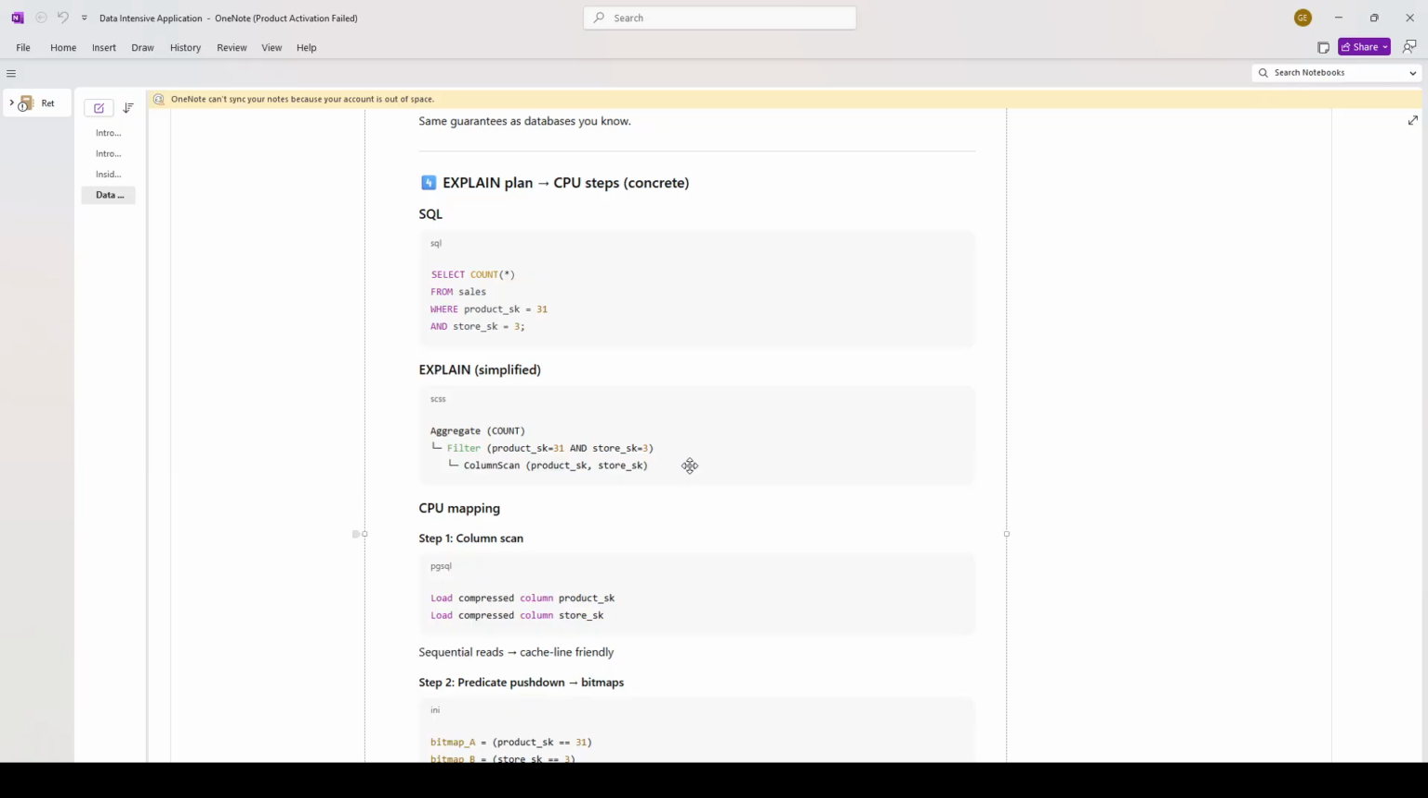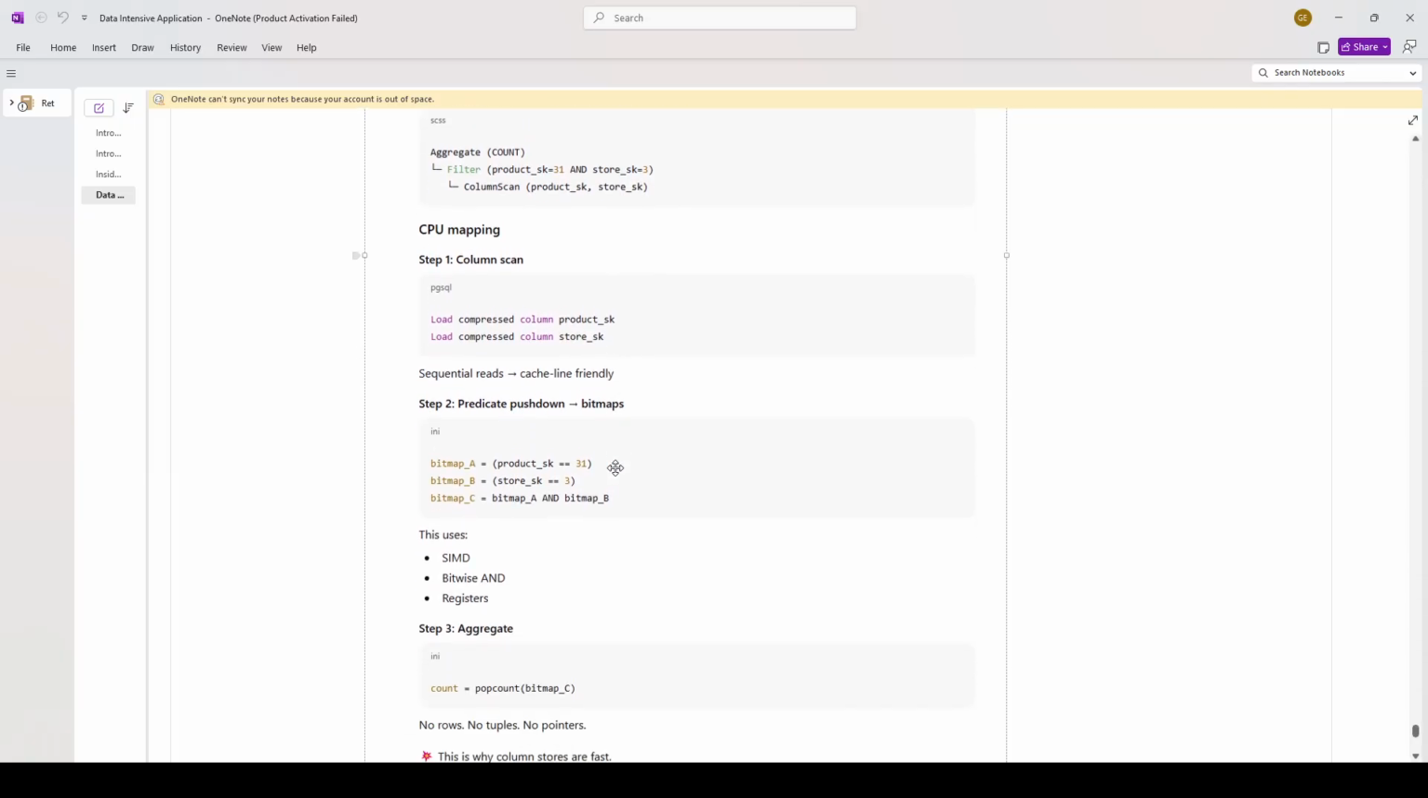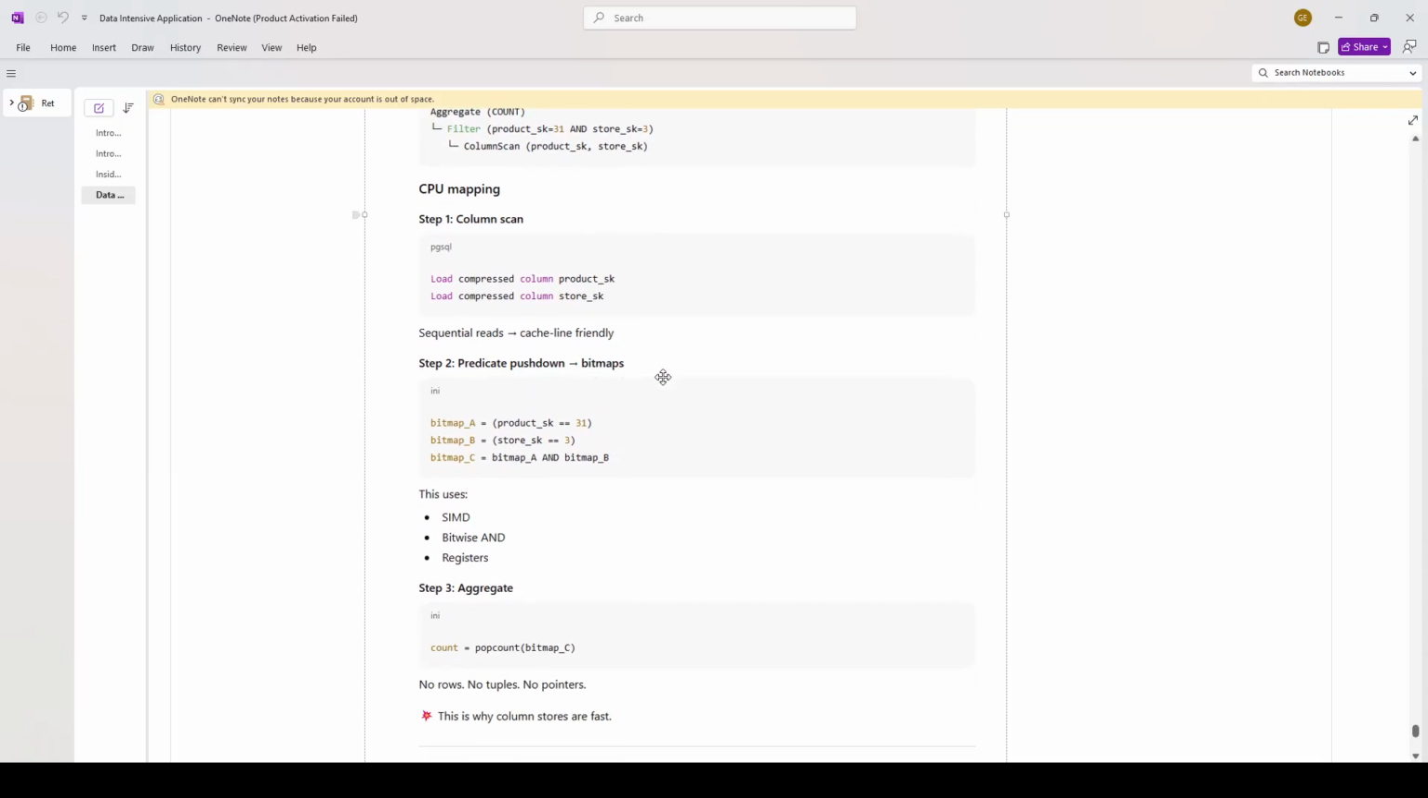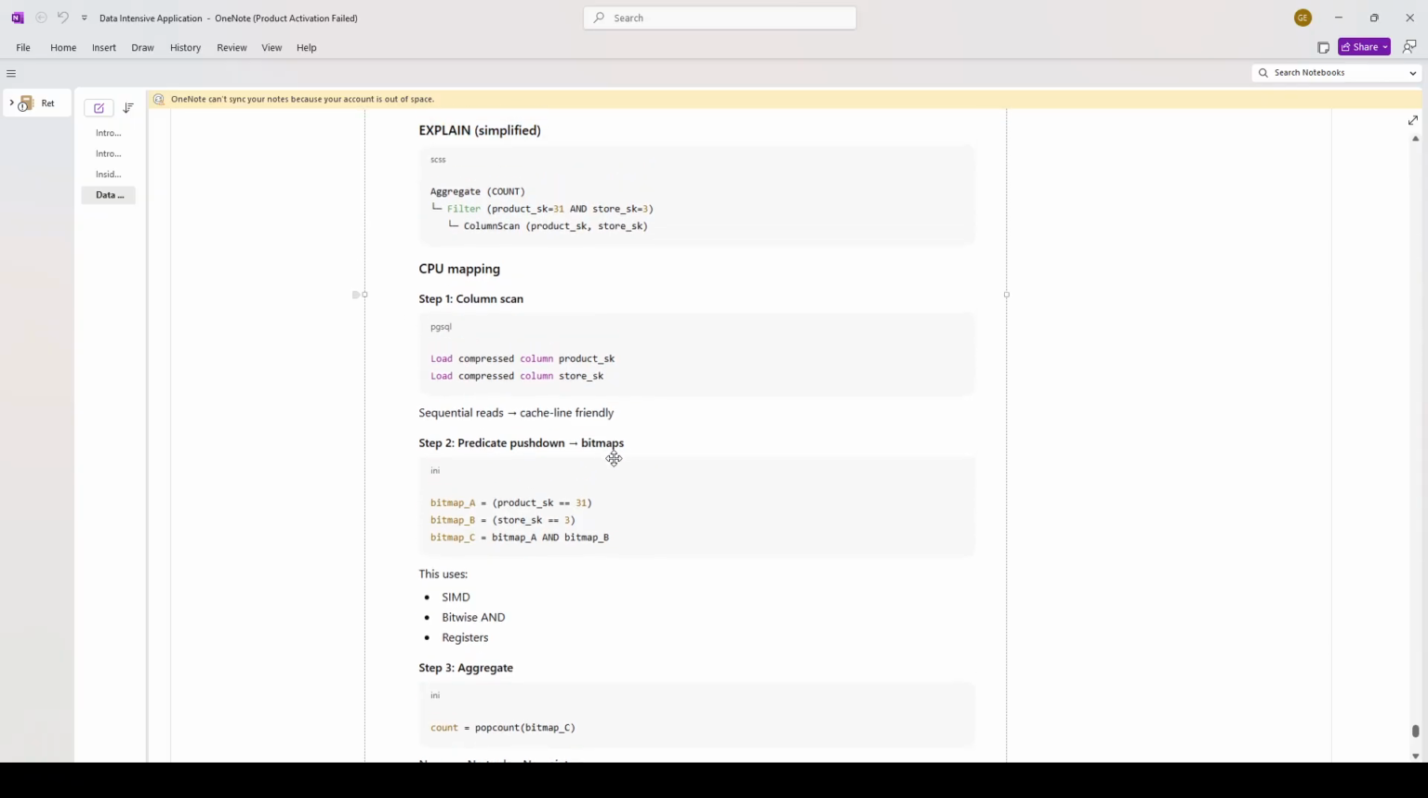CPU mapping step 1: column scan, load compress column product_sk. Next line, load compress column store_sk. Sequential reads, cache line friendly.